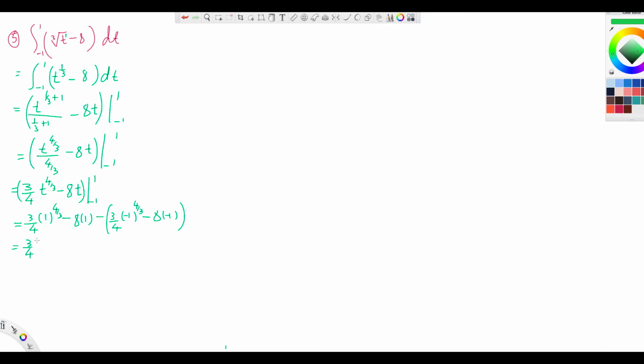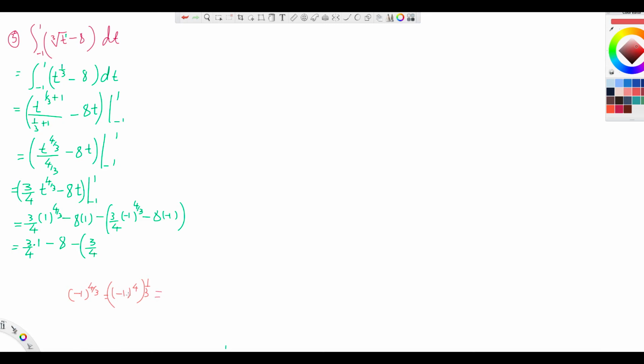1 to the 4/3 is basically 1, right? Minus 8 minus. So how much is 3/4? So negative 1 to the 4/3. So how much is that? Negative 1 to the 4/3 can be written like this, right? So let me do it slightly somewhere. If you want to know how much is negative 1 to the 4/3, what you can do is write negative 1 to the 4th, right? And then times 1/3. You see that?